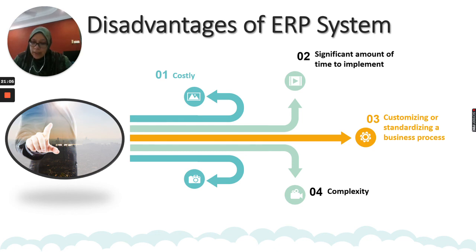And then complexity. Okay, this is where they need to integrate many different business activities and systems. As we know, each activity or each business process has its own process, ada different processes, different business rules, business data elements. Okay, so they need to integrate semua tu. So itu akan involve complexity lah.